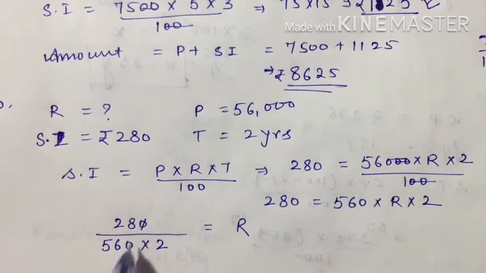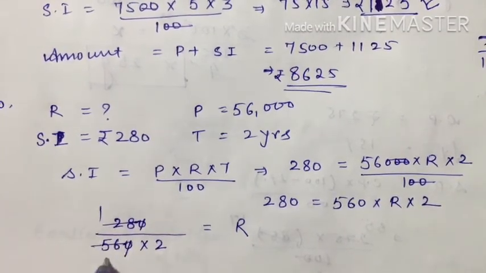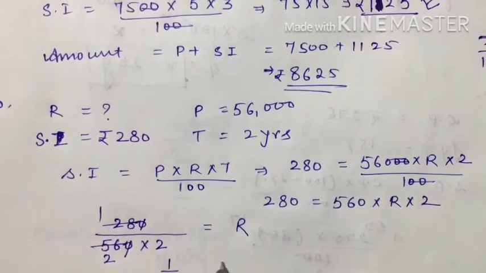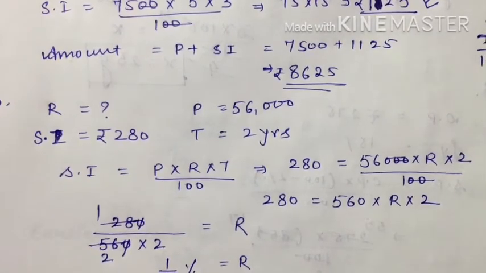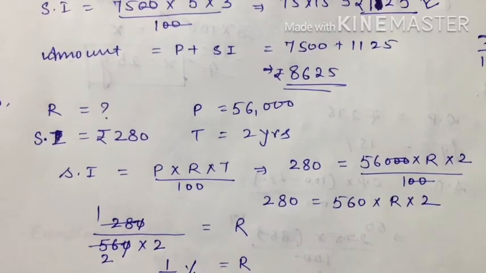Now we can cancel. This 0 will be cancelled. 28 divided by 56, it will be 1 by 4 percent. Rate will be 1 by 4 what? Percentage. Okay, I hope you are understanding, dear students. Are you getting it? Okay, fine.